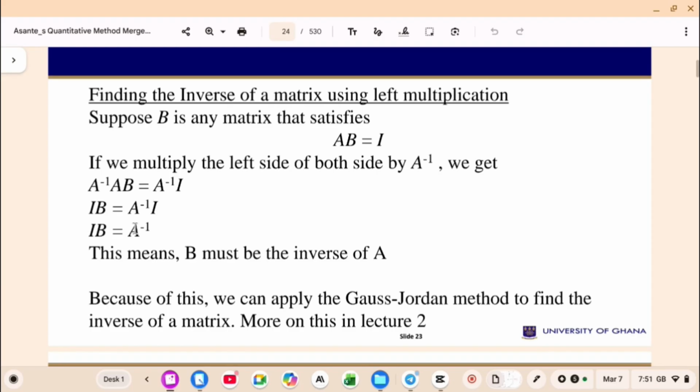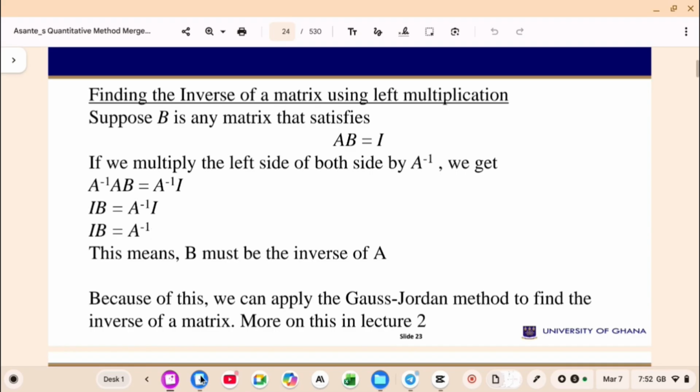So the inverse of A. This means that B must be the inverse of A. What they are saying is that this B is the inverse of A, because when you multiply B by the identity element, you have to get the inverse of A. So this is what we are proving.